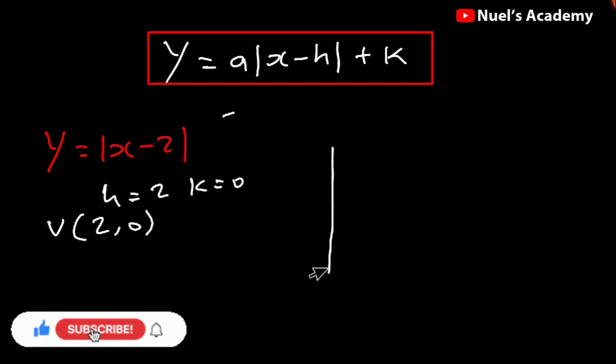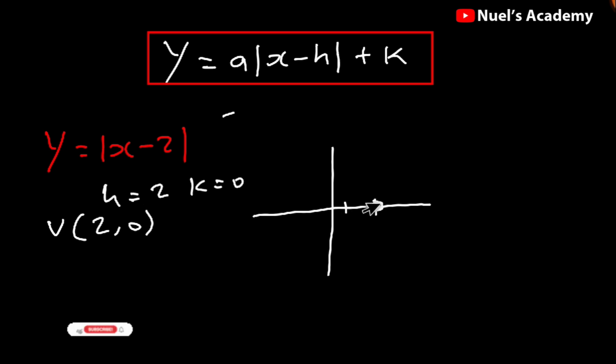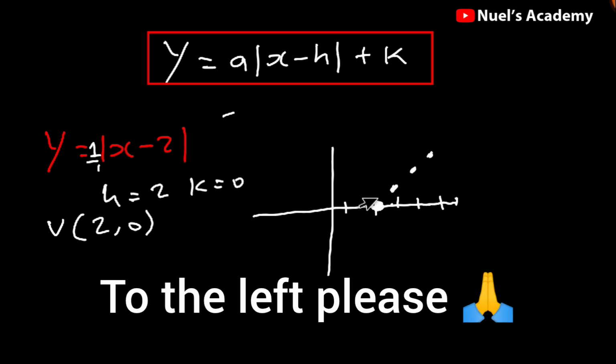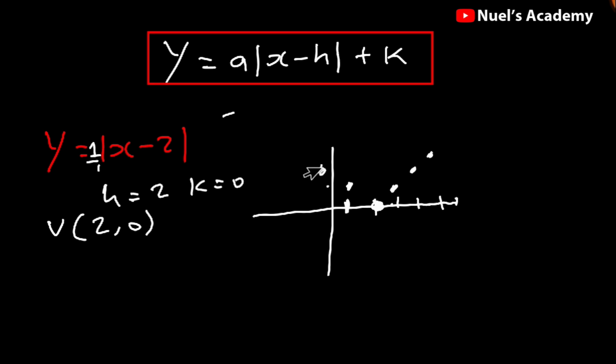Now if you draw this graph, so we have 1, 2, so this graph shifted 2 to the right, which is at this point. What we have here as the value of a is 1, so it's going to be 1 over 1, rise over run. 1 to the right, 1 up, 1 to the right, 1 up, 1 to the right, 1 up. So here we have 1 to the right, which is here, then 1 up. So this is how this graph will be.